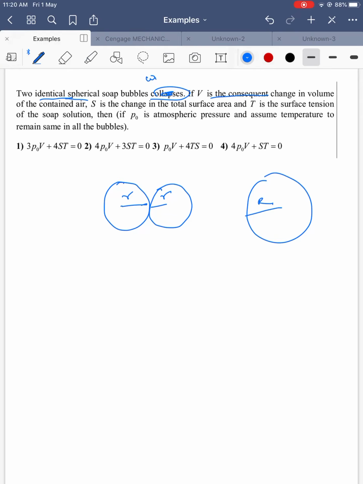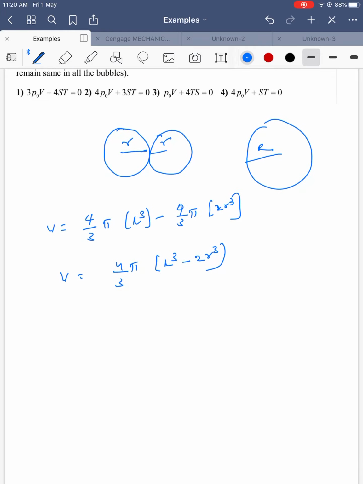So change in volume is nothing but 4 by 3 pi into capital R cube minus, sorry, 4 by 3 pi into 2 times r cube, because initially they have 2 bubbles. So this is nothing but 4 by 3 pi into capital R cube minus 2r cube, which is the change in volume.